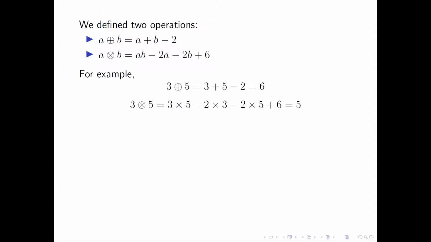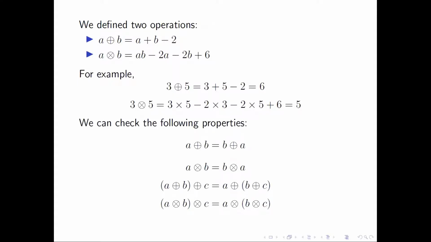For example, 3 circled plus 5, so 3 is a, 5 is b, would be 3 plus 5 minus 2, which is 6. 3 circled times 5 would be 3 times 5 minus 2 times 3 minus 2 times 5 plus 6, which is 5.